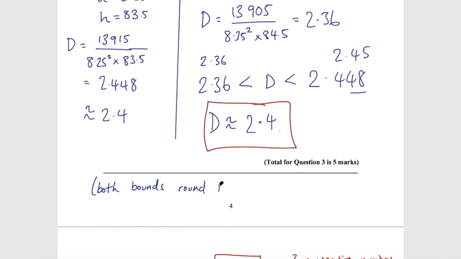round to 2.4. If, for example, the lower bound was 2.34, that wouldn't round to 2.4, and the best degree of accuracy we could get there is actually just 2, because this would round to 2.4, this would round to 2.3, and we couldn't use the first decimal place. But because they both round to 2.4, we can use 1 decimal place.